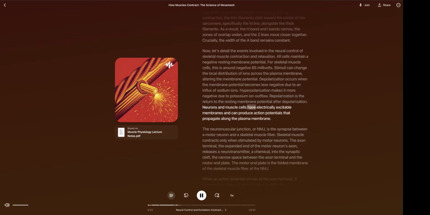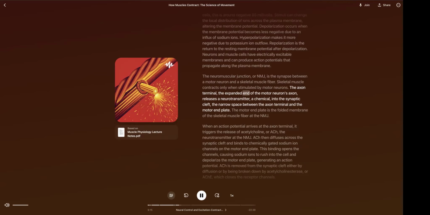Neurons and muscle cells have electrically excitable membranes and can produce action potentials that propagate along the plasma membrane. The neuromuscular junction, or NMJ, is the synapse between a motor neuron and a skeletal muscle fiber. Skeletal muscle contracts only when stimulated by motor neurons. The axon terminal, the expanded end of the motor neuron's axon, releases a neurotransmitter, a chemical, into the synaptic cleft, the narrow space between the axon terminal and the motor end plate. The motor end plate is the folded membrane of the skeletal muscle fiber at the NMJ.